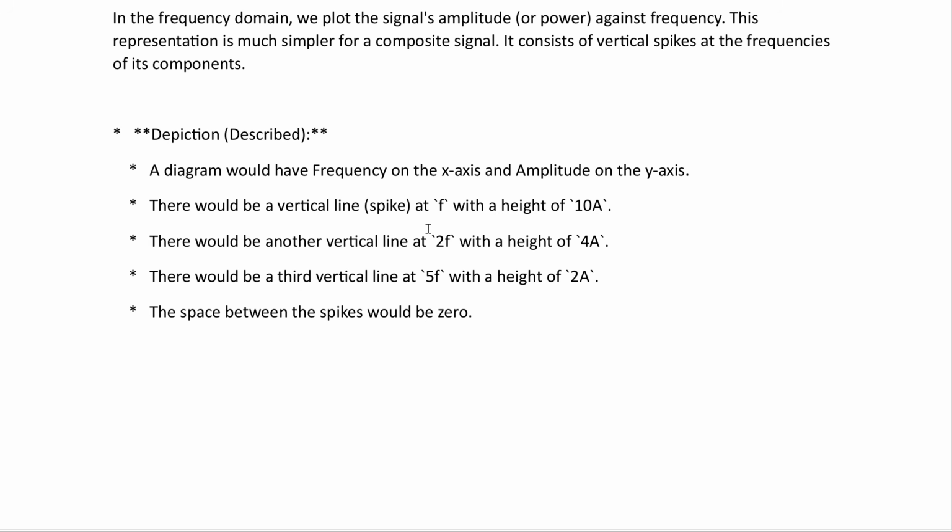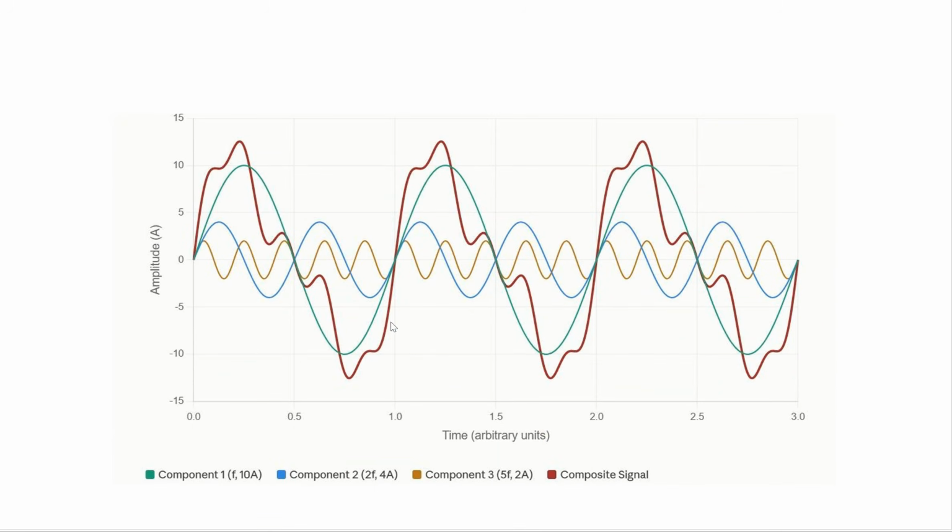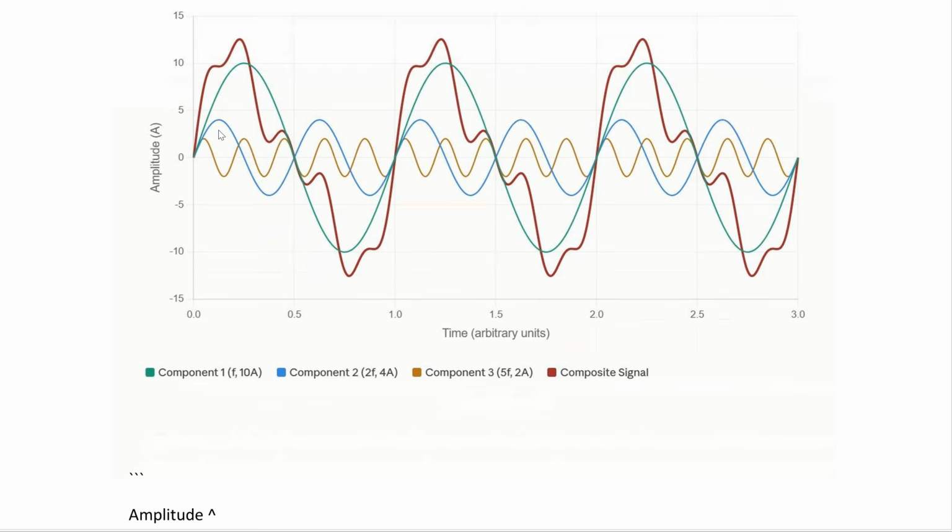There would be a vertical line, that is a spike, at frequency f with a height of 10a. There would be another vertical line at frequency 2f with a height of 4a. There would be a third vertical line at frequency 5f with a height of 2a. The space between the spikes would be 0. And this is the diagrammatic representation of all these components: component 1, f and 10a; component 2, 2f and 4a; component 3, 5f and 2a; and the last, this brown signal, represents the composite signal. The x-axis represents time in arbitrary units, and the y-axis represents the amplitude, that is a.